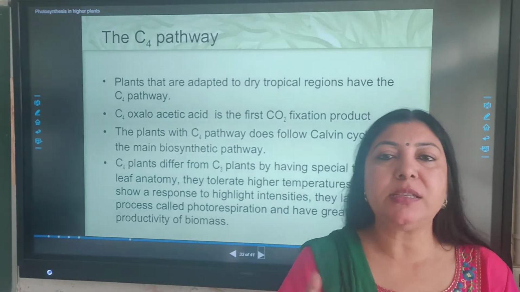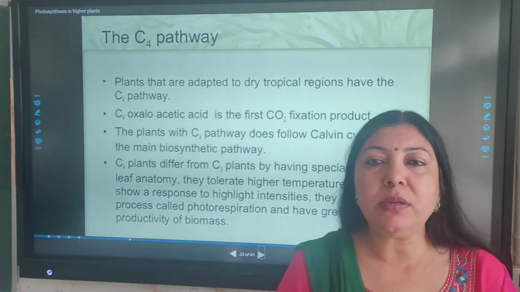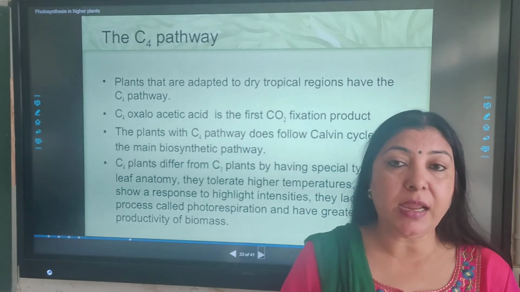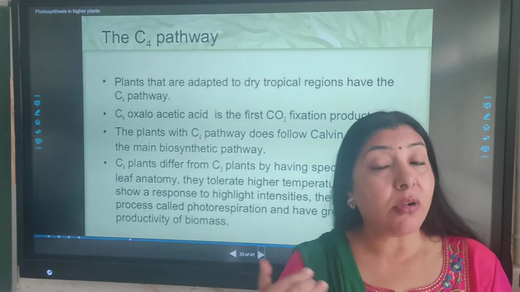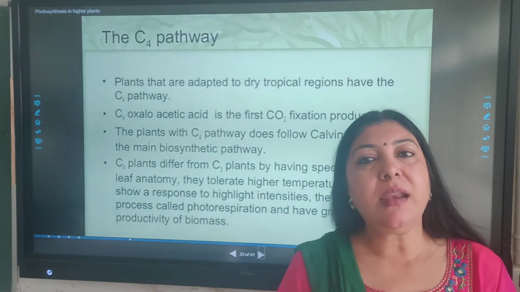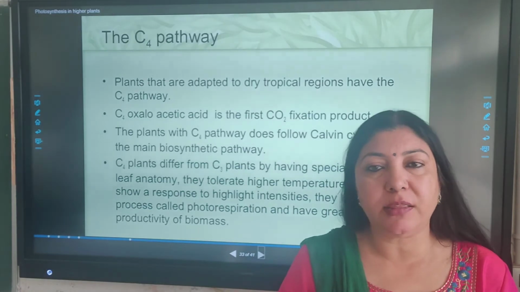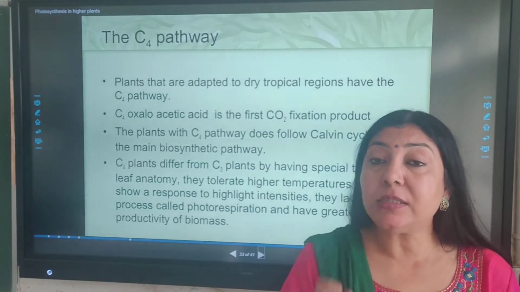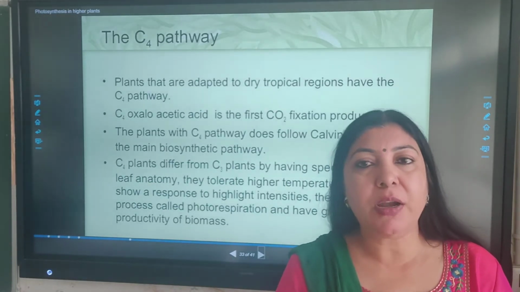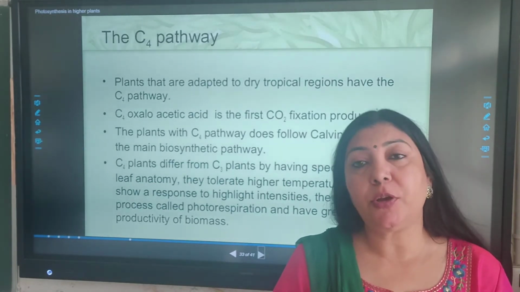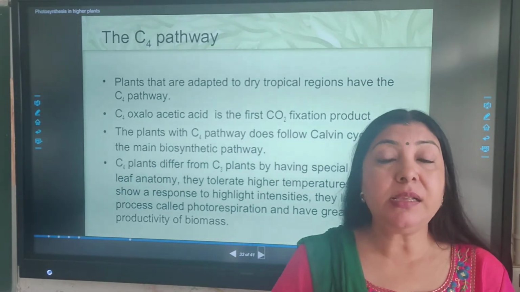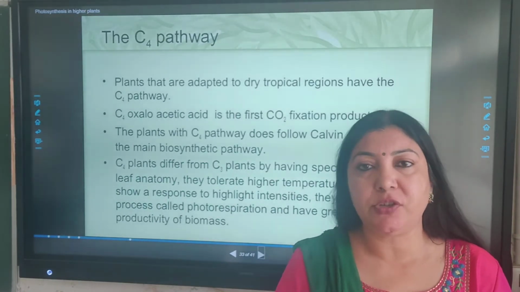Generally when the temperature is higher, it has more affinity with oxygen. So instead of taking in carbon dioxide, it also starts taking in oxygen, and there is a release of carbon dioxide in this process. So this process takes place in light and the product is carbon dioxide. That's why this process is called photorespiration. In a way, it is a loss for CO2 fixation.